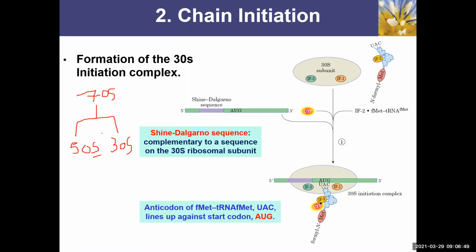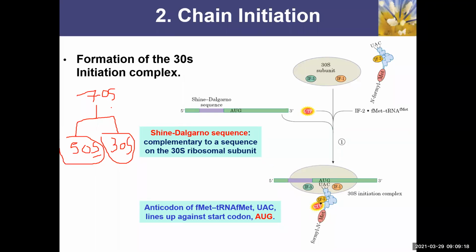Now this is the smaller unit. This is the larger unit of the prokaryotic ribosome. We are talking about the initiation of the translation process in prokaryotes. We are not talking about the eukaryotic one. Remember that. So we know that the first step is basically the formation of the pre-initiation complex.